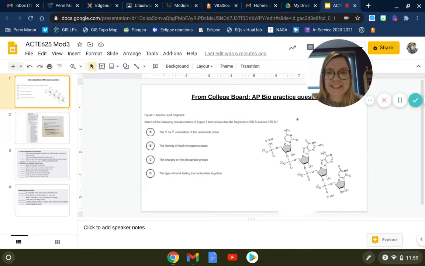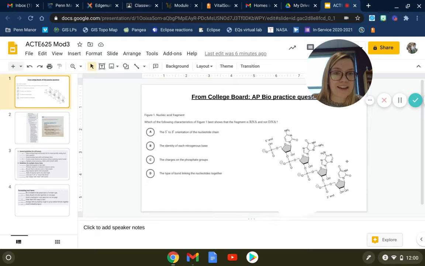If you take a look at this, first of all, I had to attach this in a strange way because it's on a different page, which is already a knockoff. The answer is B because of the identity of each nitrogen base. What they had to do was figure out which of these characteristics of figure 1 right here best shows that the fragment is RNA and not DNA. The identity of each nitrogen base is right up here. It's this one, this one, this one, and this one.